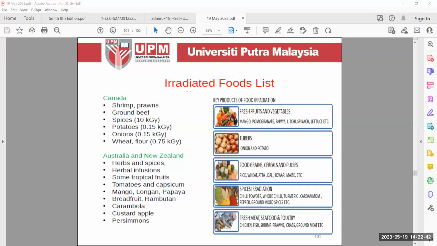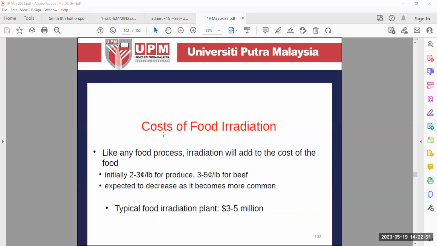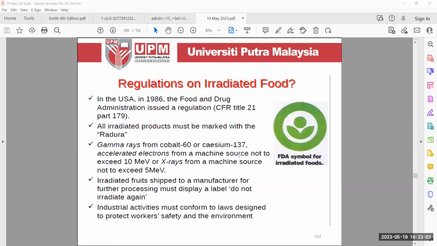Irradiated food list. These are the list of food that is being irradiated. Okay, Australia has a longer list in comparison to Canada. And the cost of food irradiation is basically the capital cost of it. The typical food irradiation plant was 3 to 5 million, and this was years ago, and I'm sure it's much higher now, because it is regulated. So any food product that is being irradiated has to be marked with this logo. They have to have a Radura logo.